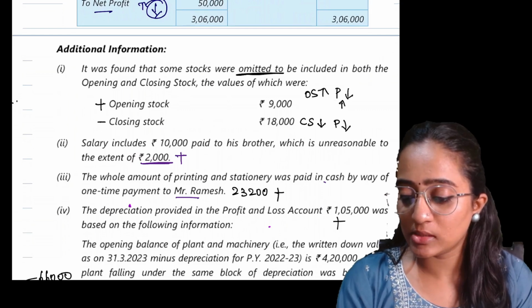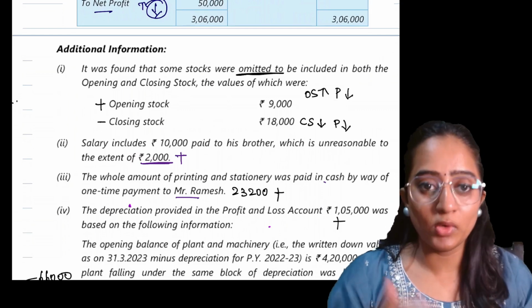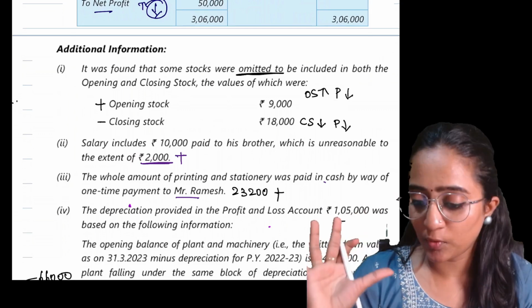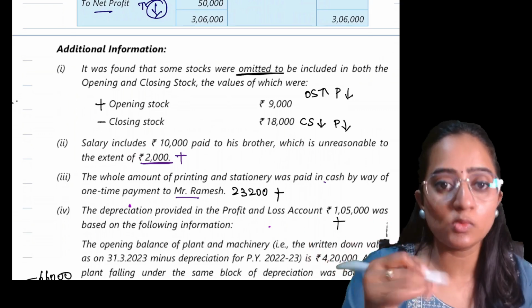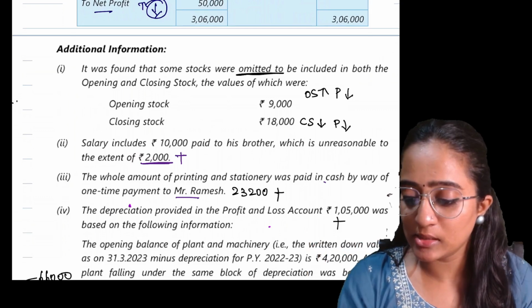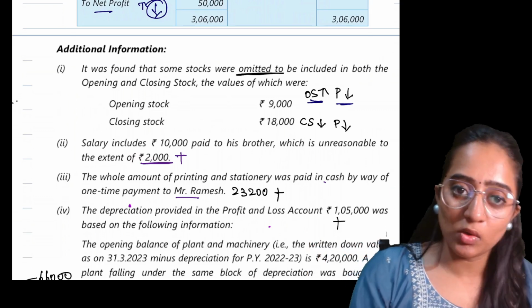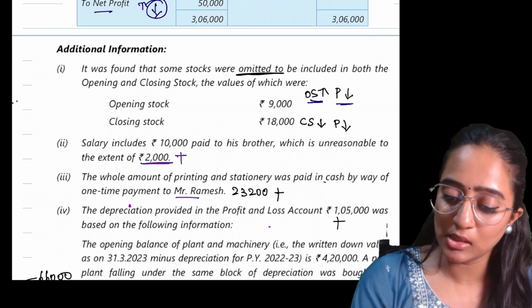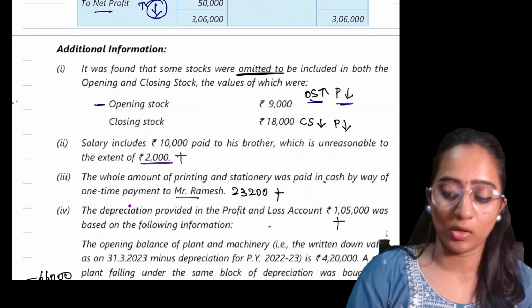While doing so many questions, those sort of small things might happen, so please forgive me. If opening stock increases, what happens to the profit? Profit decreases. So if your opening stock is increasing, it means your profit is decreasing. You have to decrease your opening stock.